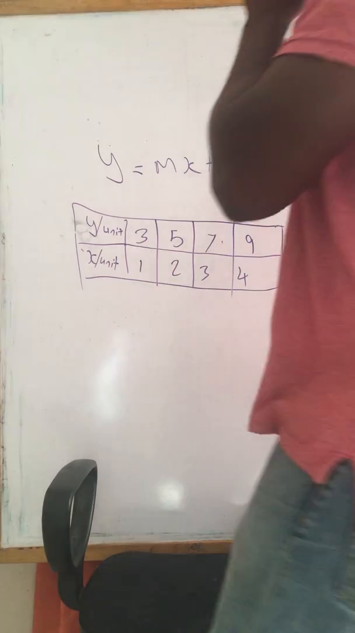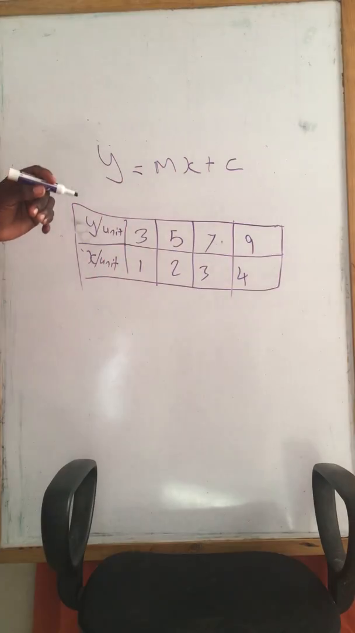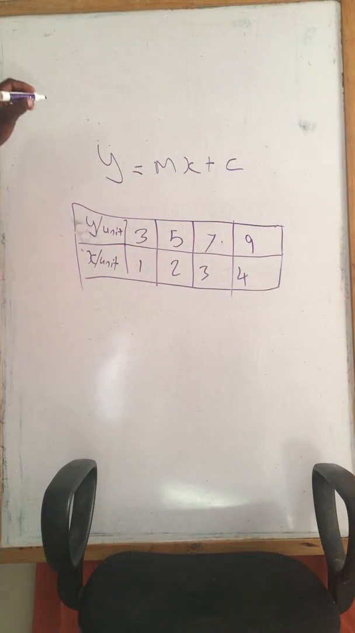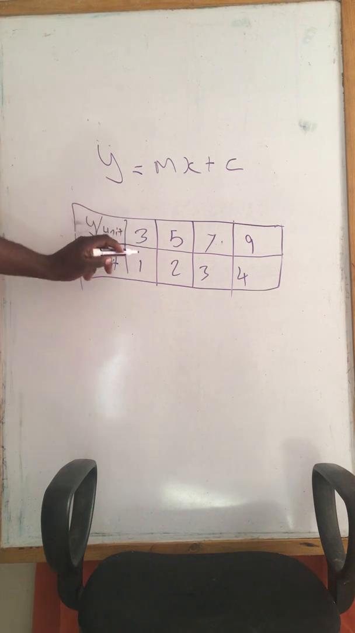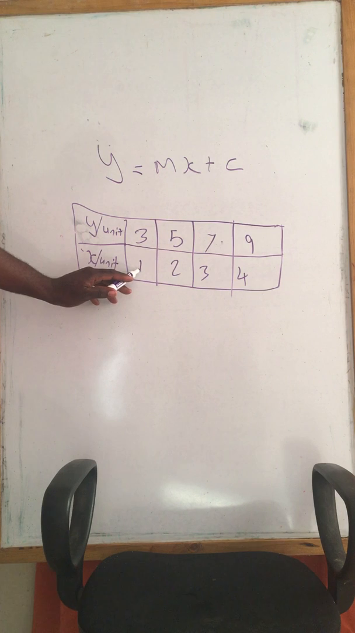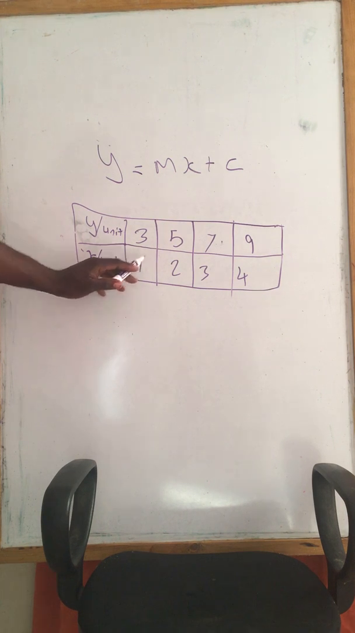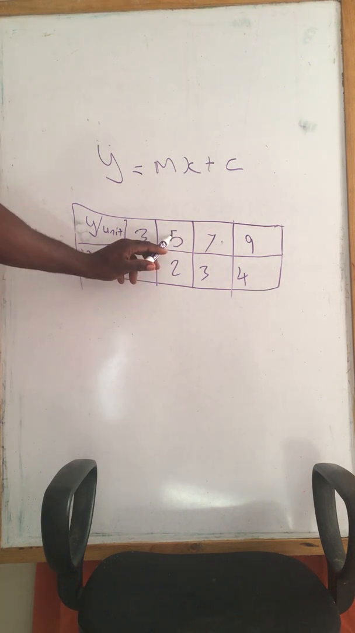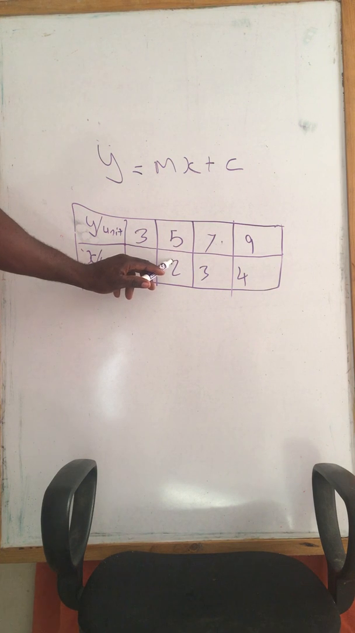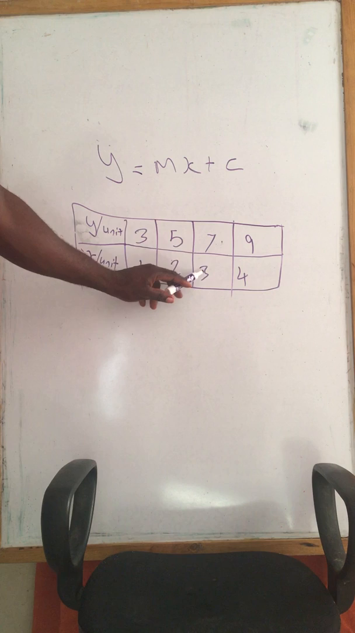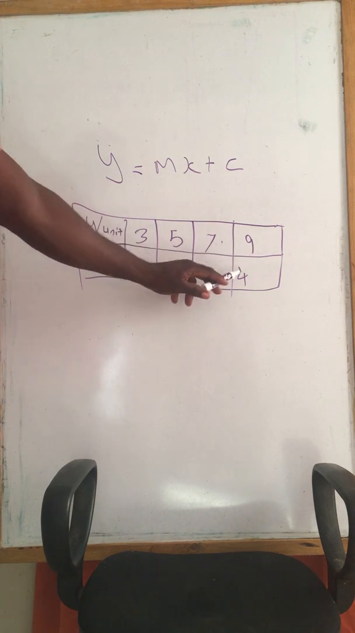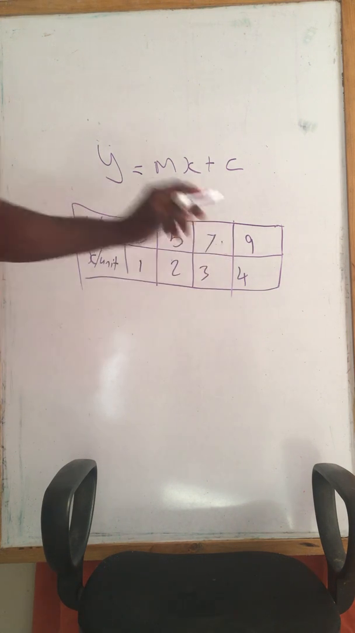So then, basically, what is happening here: when y is equal to 3, x is equal to 1. When y is equal to 5, x is equal to 2. When y is equal to 7, x is equal to 3. When y is equal to 9, x is equal to 4.